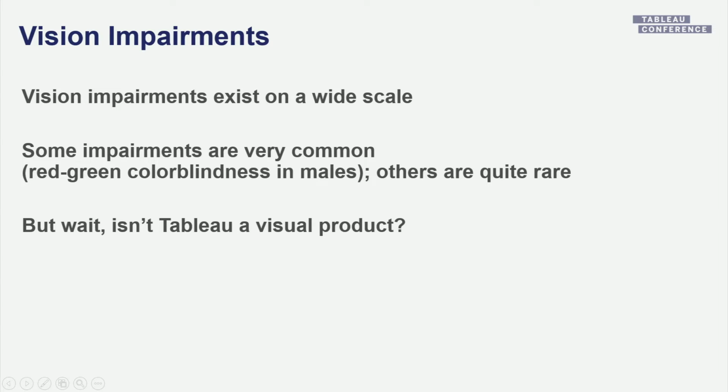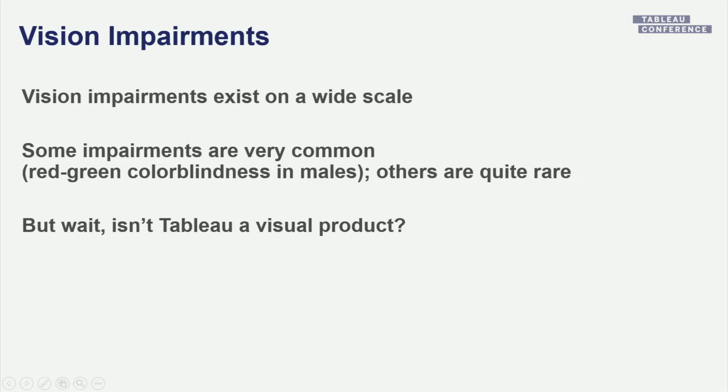And so I need to update my presentation view here. Sorry, there we go, that's better. So some of these impairments are pretty common. So I mentioned red-green color blindness earlier. That impacts about 8.5% of males and about 0.5% of females. So close to 5% of the population is red-green colorblind. And others of these are pretty rare. And so being a visual product, again, it's critical that we understand what these are and the techniques that you can use to help people who have these various impairments.